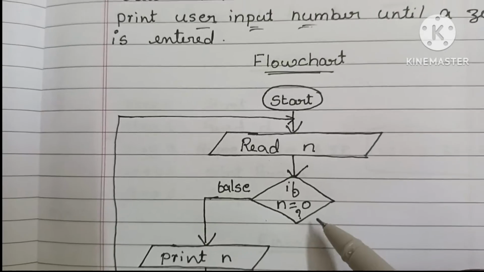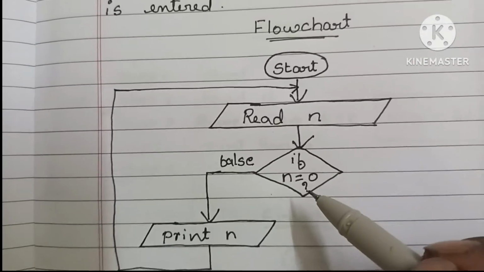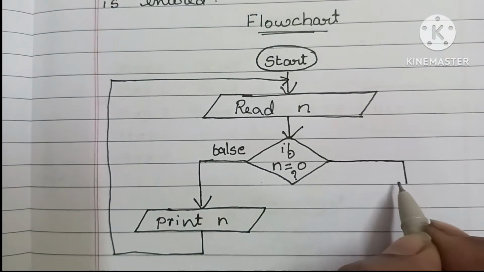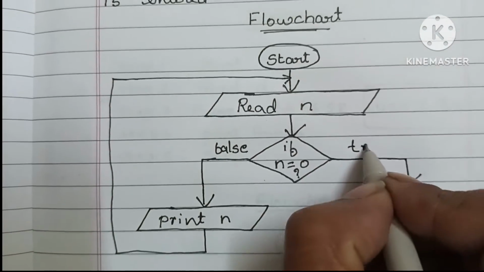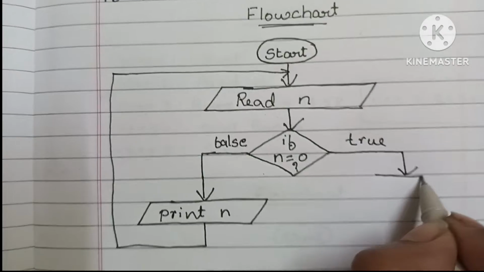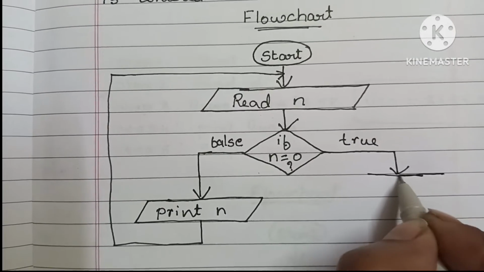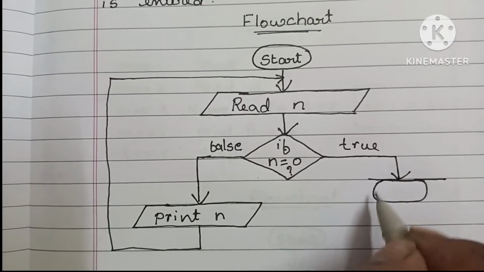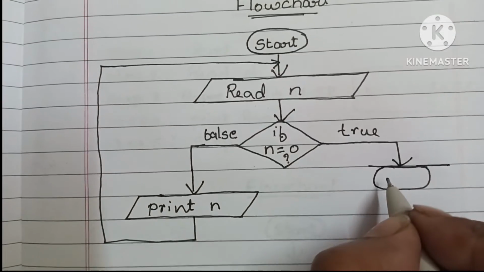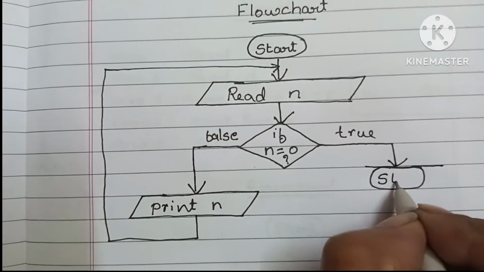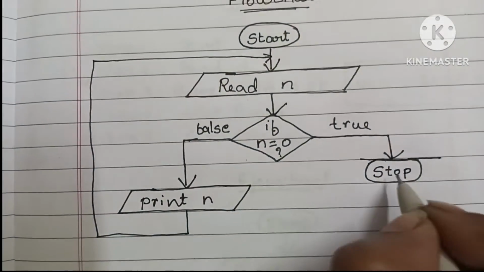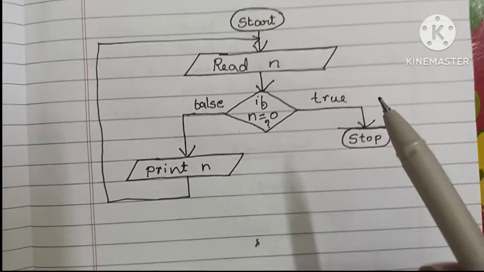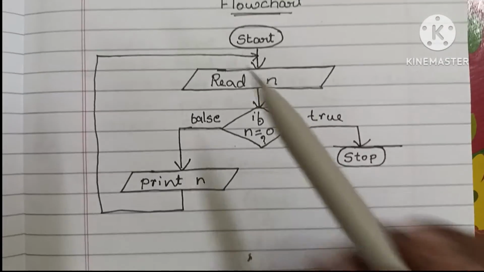In case n is equal to 0, here we have to stop the flowchart. If this condition is true, it goes to the stop statement. The stop statement is written within an oval shape. Within the oval shape we have to write the stop statement. So guys, this is the flowchart. Let's see how it works.